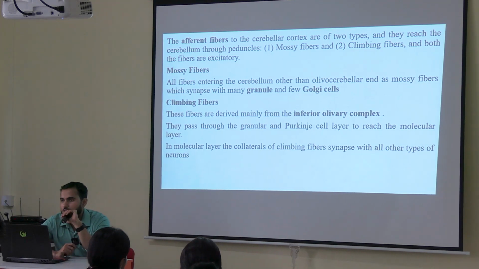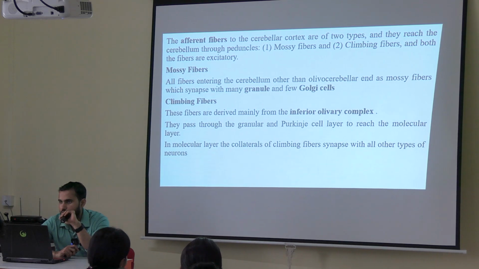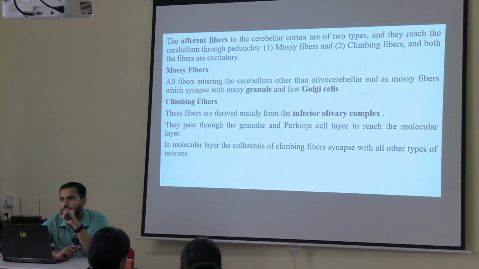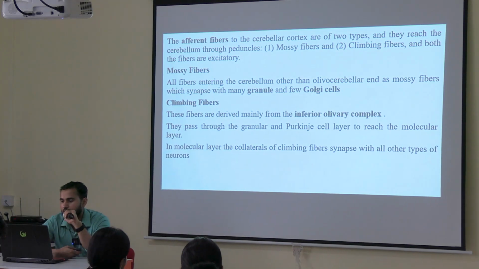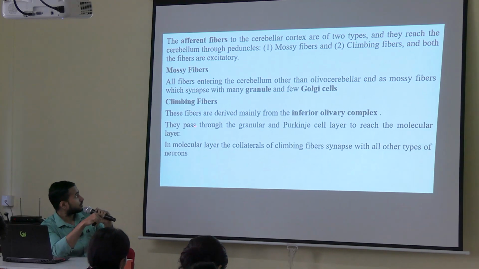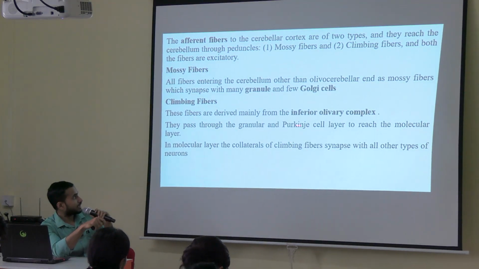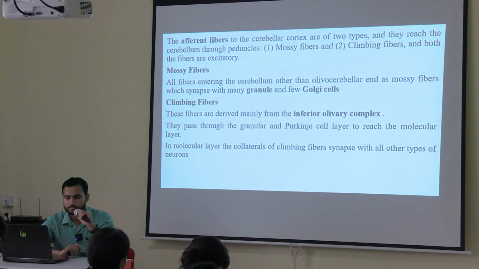Now, climbing fibers are derived from the inferior olivary nuclear complex. The fibers coming from there are called climbing fibers. In the molecular layer, they pass through the granular layer and Purkinje cells and reach the molecular layer.